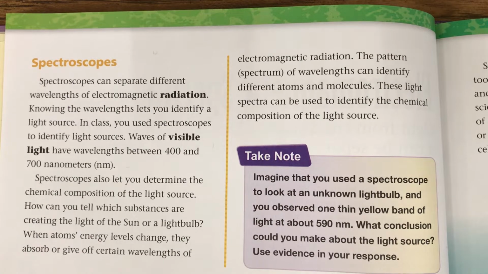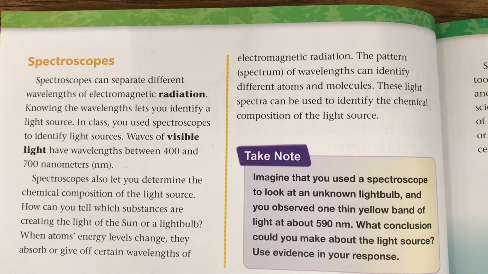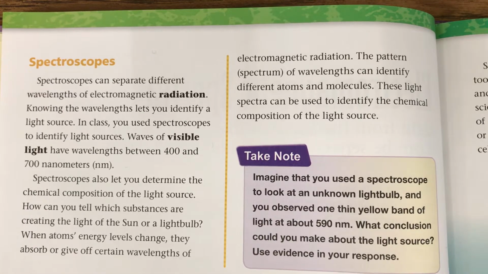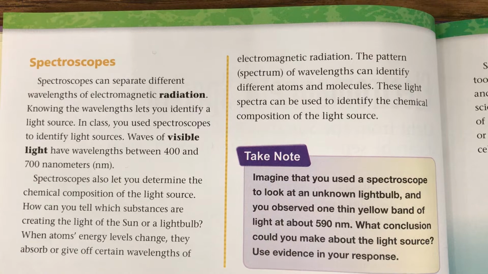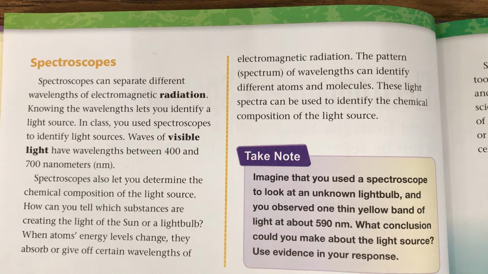Spectroscopes also let you determine the chemical composition of the light source. How can you tell which substances are creating the light of the sun or a light bulb? When atoms' energy levels change, they absorb or give off certain wavelengths of electromagnetic radiation. The pattern or spectrum of wavelengths can identify different atoms and molecules. These light spectra can be used to identify the chemical composition of the light source.